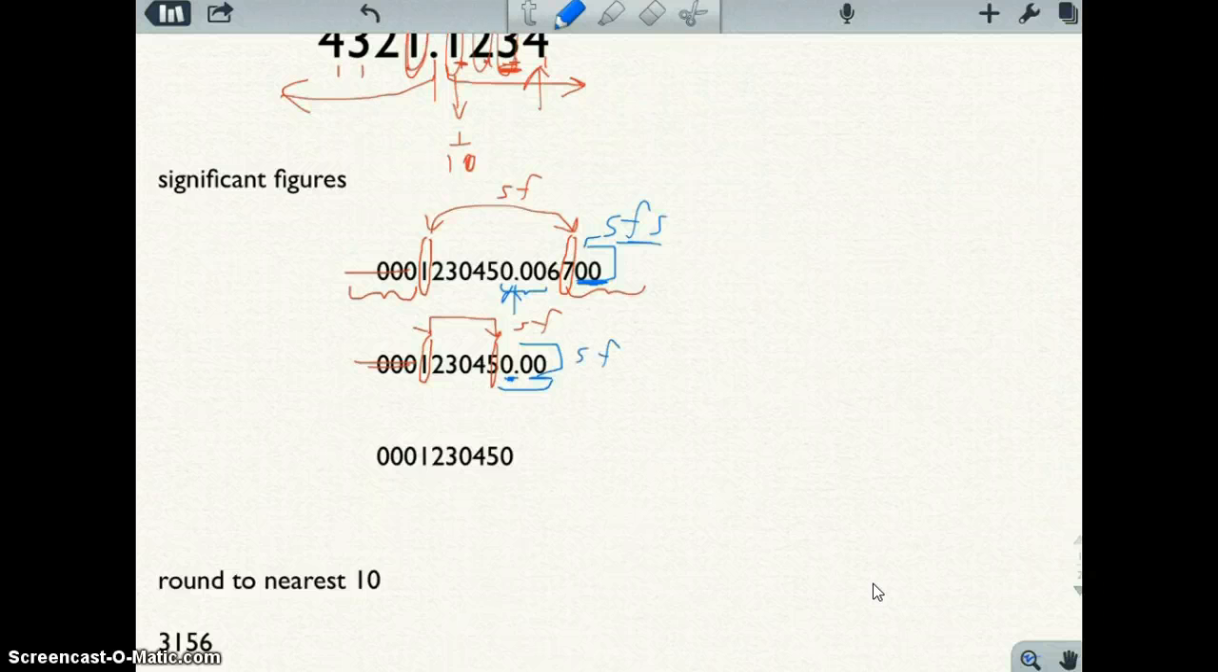Okay? So in the first case, we have 1, 2, 3, 4, 5, 6, 7, 8, 9, 10, 11, 12, 13 significant figures, I think. We're counting from the 1 here to the last 0. Okay? In the second case, we have 1, 2, 3, 4, 5, 6, 7, 8, 9 significant figures. Okay? And in the last case here, how many do we have? Well, the zeros at the beginning we ignore. First non-zero, last non-zero, everything in between is a significant figure.